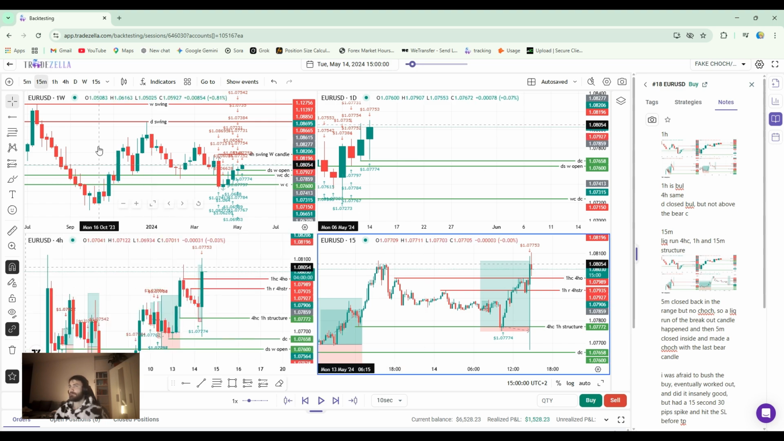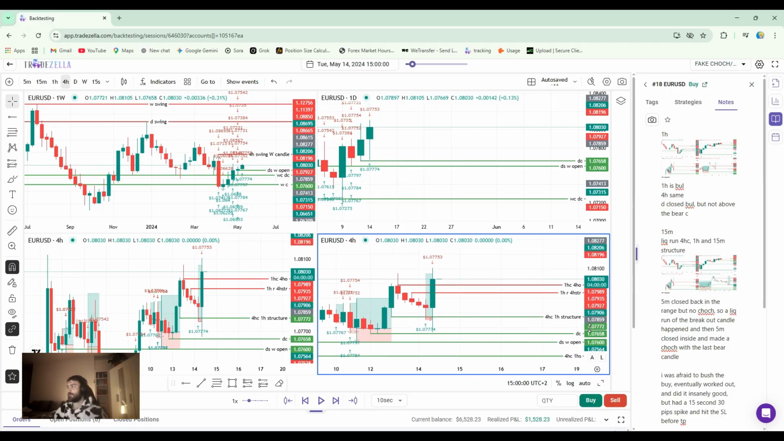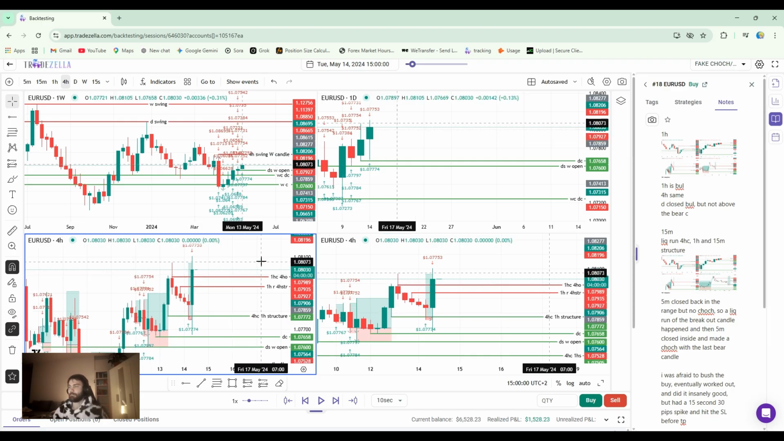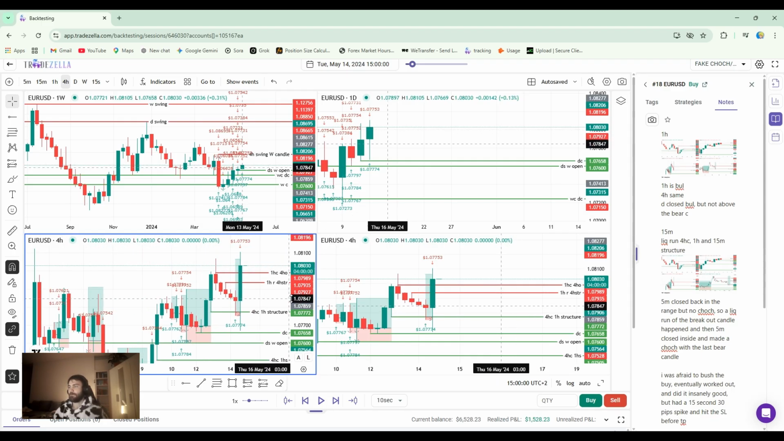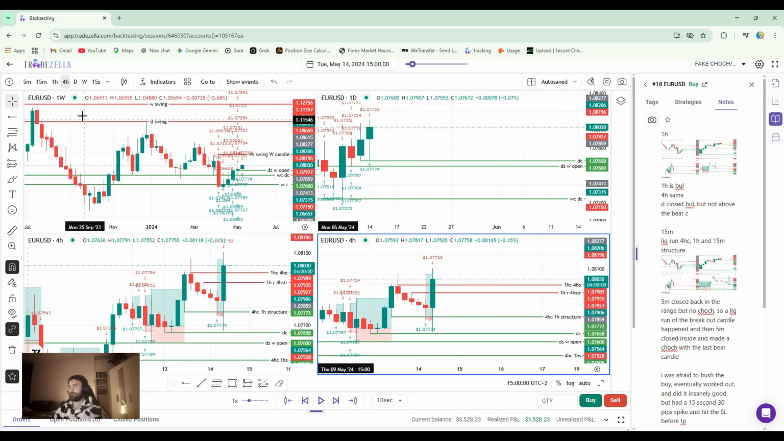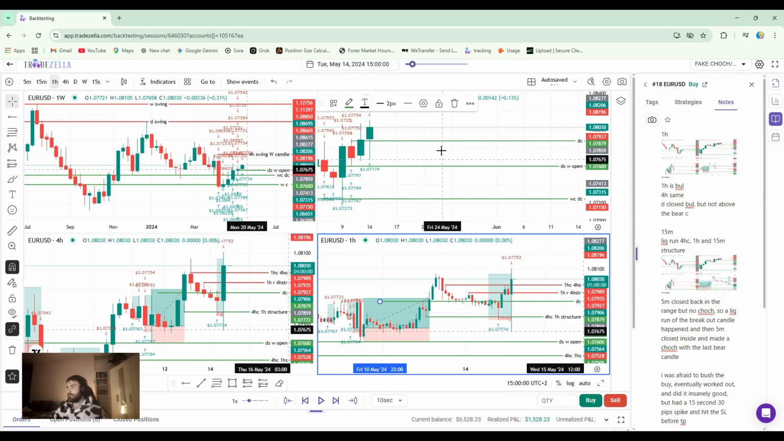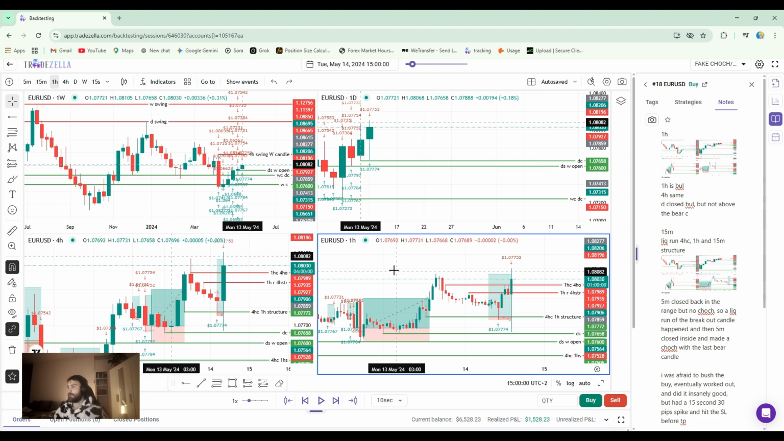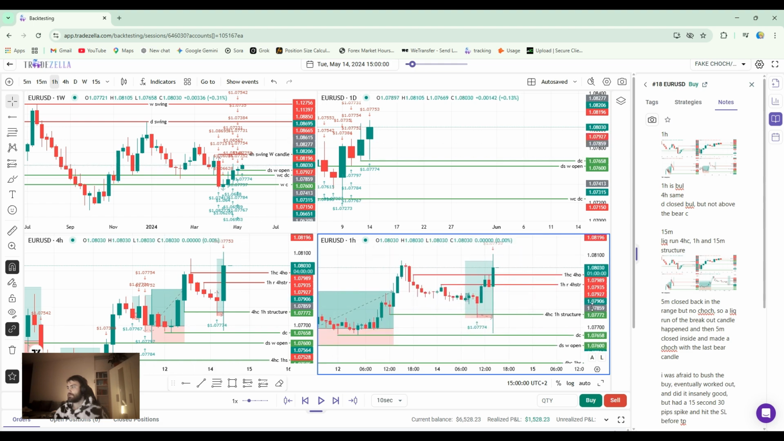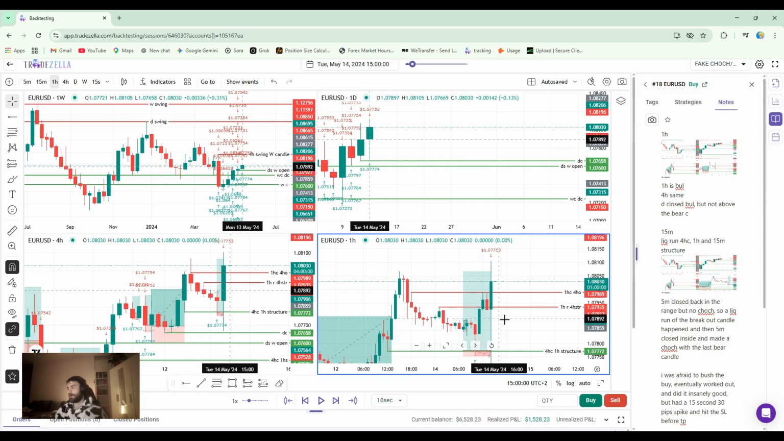I'm gonna make it very quick. You see here I have documented everything. So the idea is that I've seen this 4 hour bullish candle, right? I draw a line below it. This is the liquidity line. Then I look at the 1 hour to see what is on the 1 hour, and you see this structure on the 1 hour.